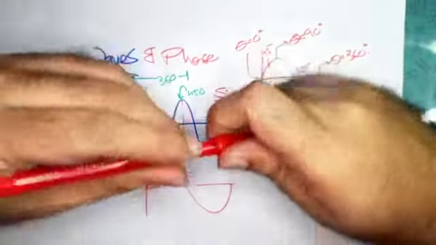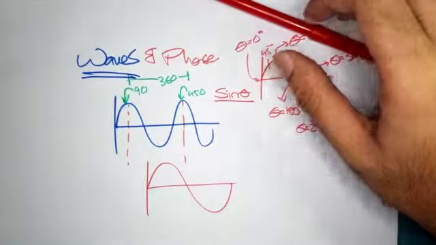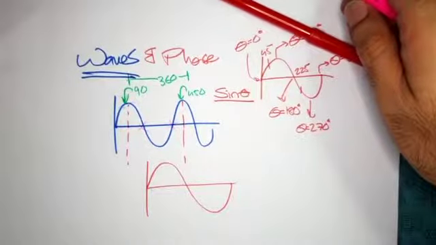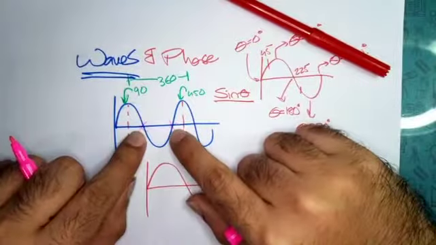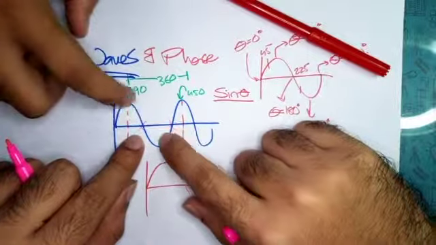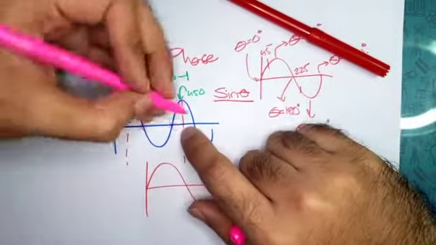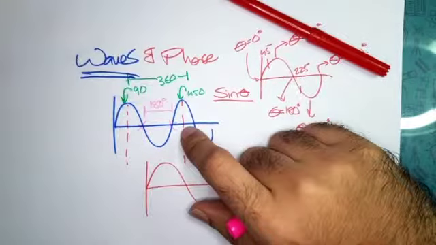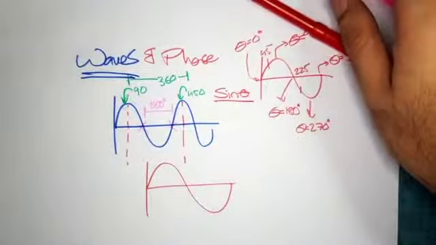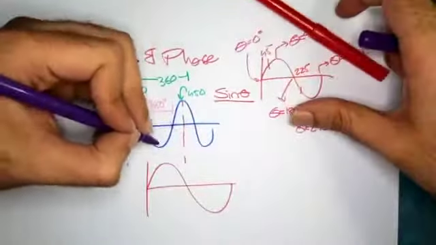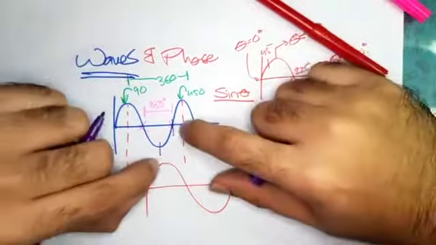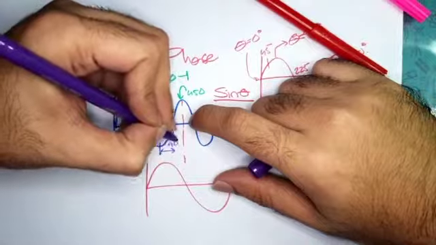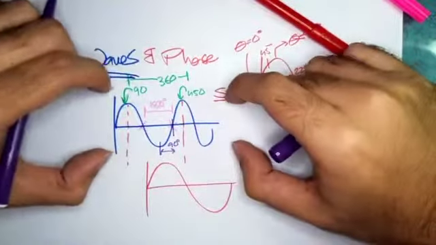Let's try different points now. Let's take this point and this point. What's the phase difference between these 2 points? 180. That's right. Easy. You're getting there. Okay, this point and this point, what's the phase difference between these two? 90 degrees. So I think you guys get the idea of the phase difference.